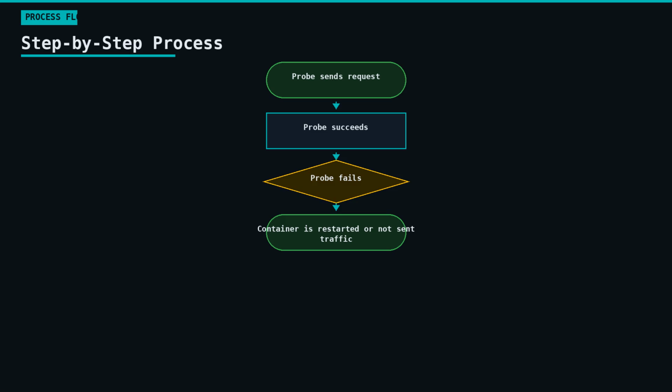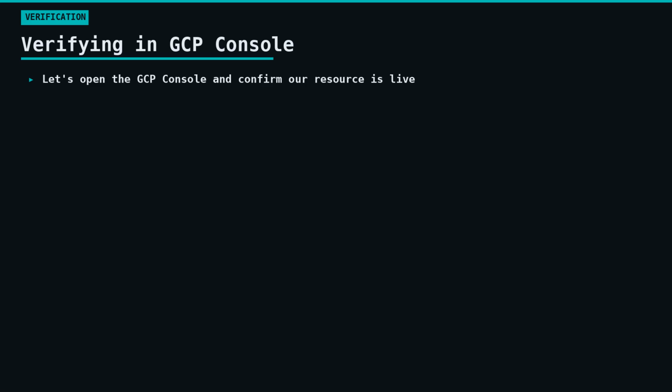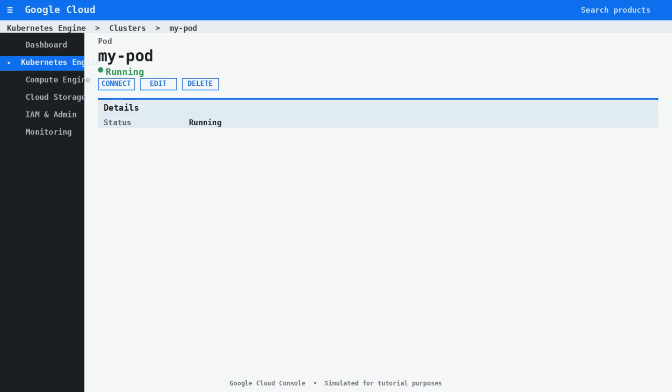To verify that your Liveness and Readiness probes are working correctly, you can check the Kubernetes console. You can see the status of your pods and containers, as well as the results of the probes. If a probe fails, you'll see an error message indicating what went wrong. You can also use the kubectl command line tool to check the status of your pods and containers.